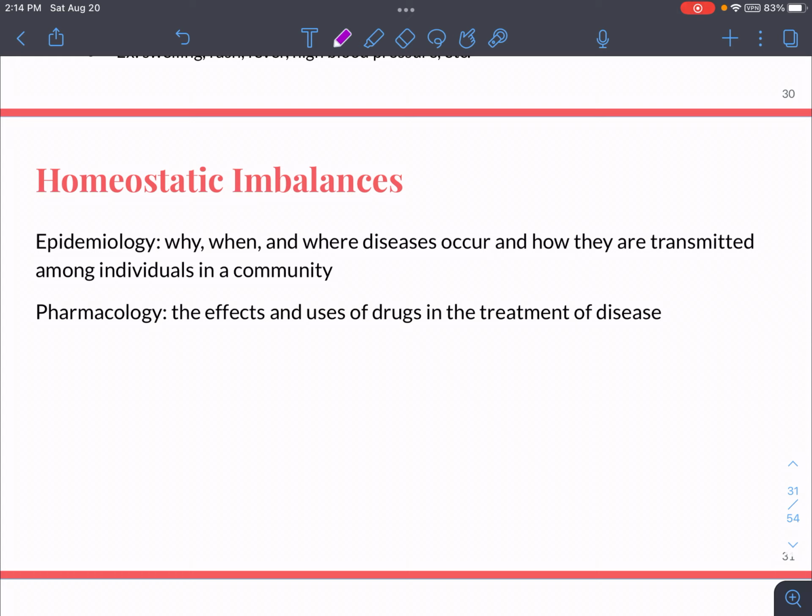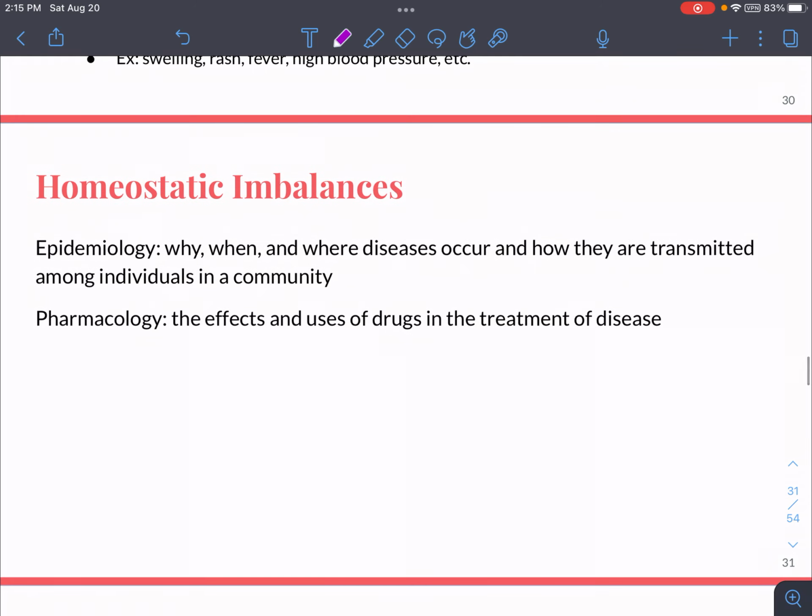Then how is it transmitted among people? That's always looked at. Like the big one going around now is monkeypox. So they're looking at how that one's transmitted. Where are people affected by it? What areas is it more prominent in? Is it more prominent in lower income areas, high income areas? Is it more prominent in men versus women? There's lots of questions that people study with epidemiology. There's also pharmacology.